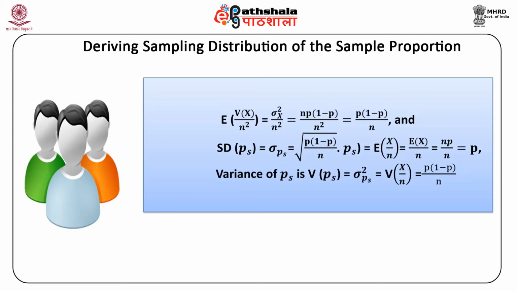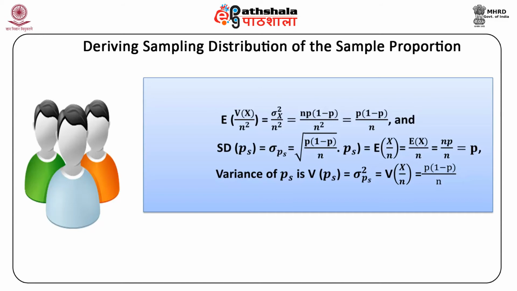In this case, the mean of ps, where s is the subscript, is the expected value E of ps, and this is equal to the expected value of x by n, which is equal to np by n, which is equal to p. So the expected value of ps comes out to be equal to p.